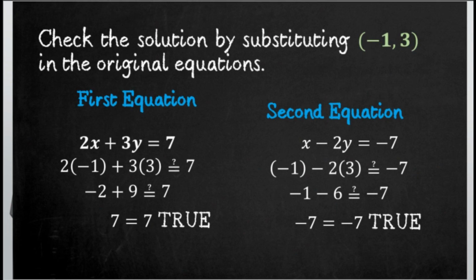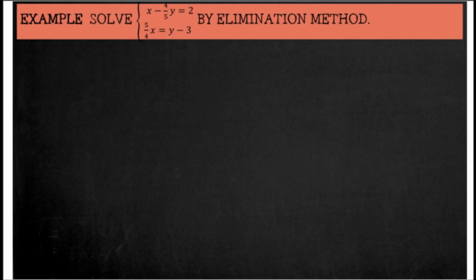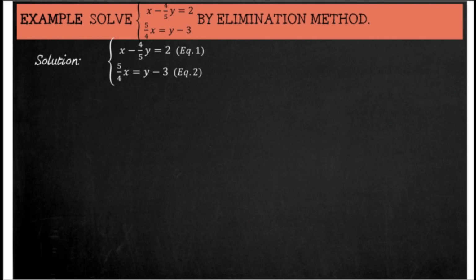Check the solution by substituting -1, 3 in the original equations. The result is true for both equations, therefore, the solution set -1, 3 is correct for the system 2x plus 3y equals 7 and x minus 2y equals -7. For the next example, solve x minus 4 over 5y equals 2 and 5 over 4x equals y minus 3 by elimination method. x minus 4 over 5y equals 2 is our equation 1 and 5 over 4x equals y minus 3 is our equation 2.